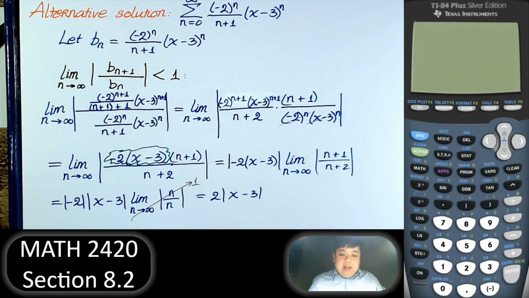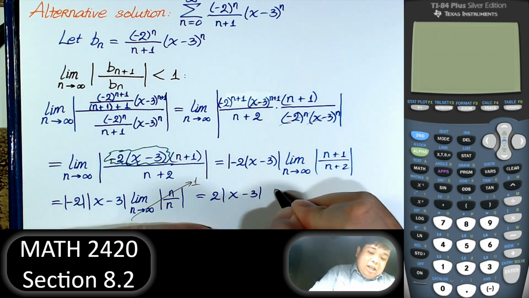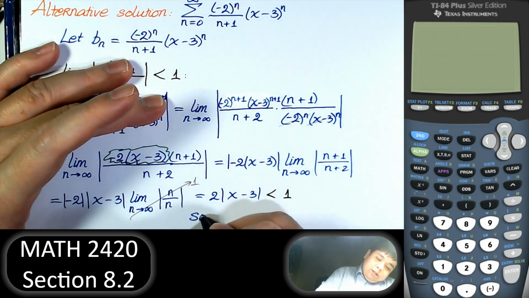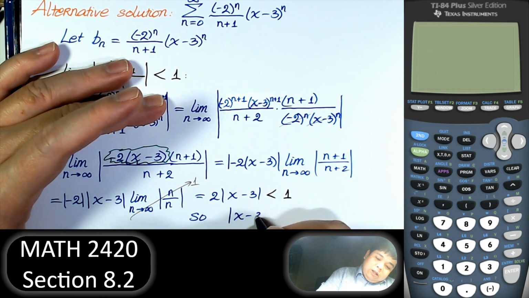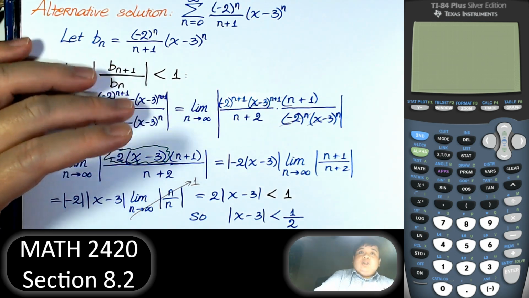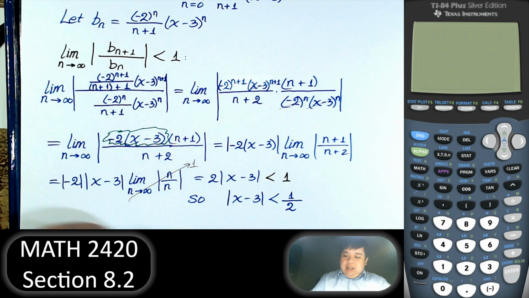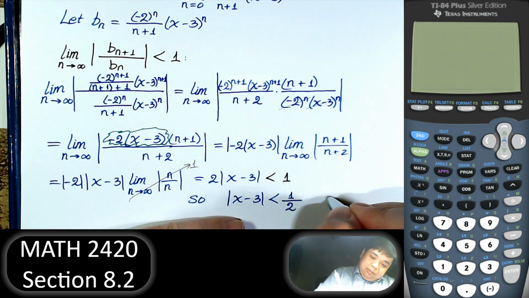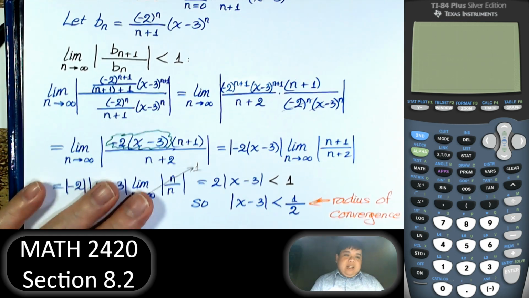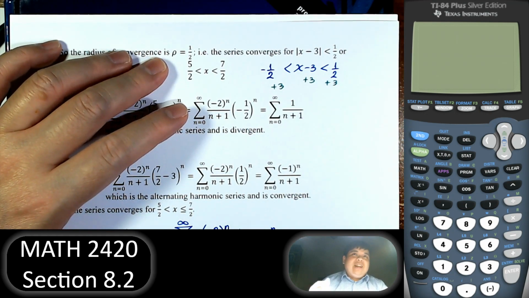Now, the next important thing. If we want this to be convergent, this has to be less than 1. Because of that, divide by 2 on both sides. So absolute value of x minus 3 is less than 1/2. And this is the radius of convergence. Of course, if we have it before, that's also 1/2, so that's exactly what we have.